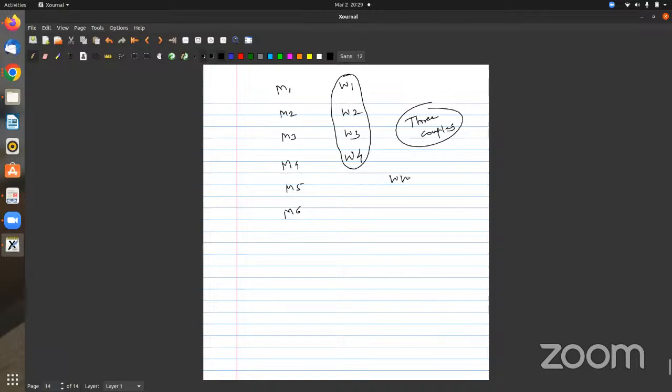Three women, so let's say W1, W2, W3. Then W1, W3, W4. Then W1, W2, and W4. Then W2, W3, W4. So I think these are the 4 ways in which you can choose 3 women out of these 4.